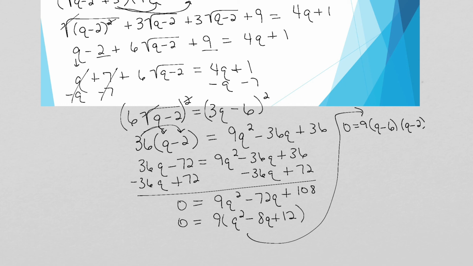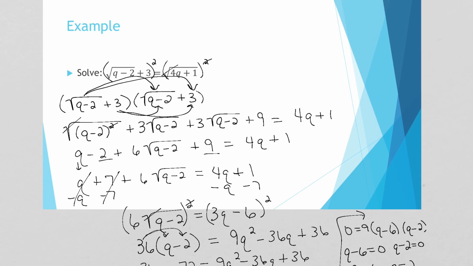Now, 9 will never equal 0, so I'm not even worried about this 9 out front. So this gets set equal to 0, and I solve. This gets set equal to 0, and I solve. Okay, so I'm going to do q minus 6 is equal to 0, q minus 2 is equal to 0. So q is equal to 6, and q is equal to 2. So these are our two answers, and remember, you have to check your work, okay? So 6 and 2 are our solutions.